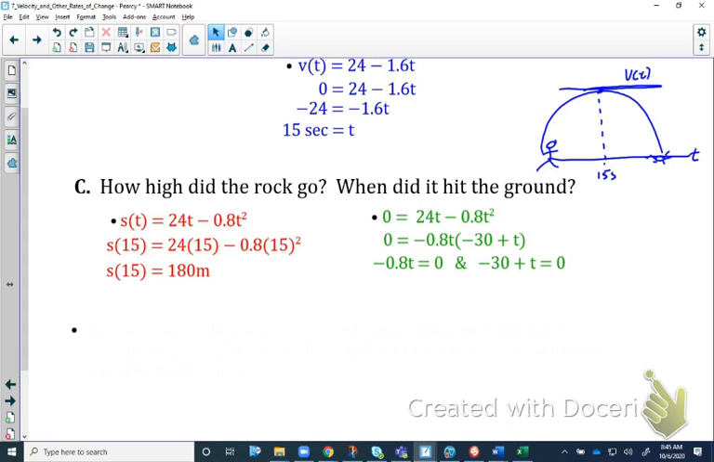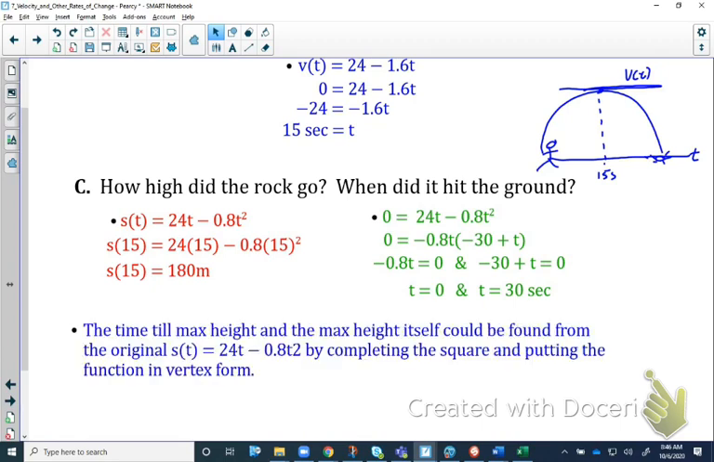The first solution that we get is that time is equal to 0. That's just before you throw the actual rock into the air. And it took 30 seconds for it to hit the ground, which makes sense because of the symmetrical nature of the parabola. If it took 15 seconds for it to reach its maximum, then it should take another 15 seconds for it to hit the ground. So 30 seconds sounds pretty reasonable.